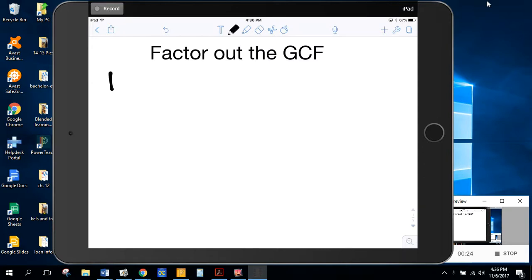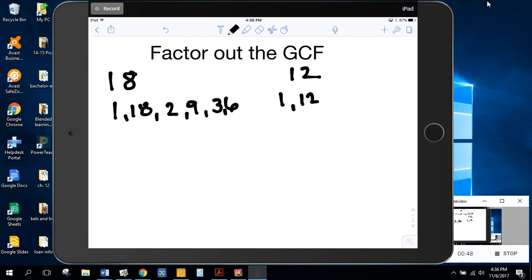Let's look at the term 18. The factors of 18 are 1 and 18 because they multiply to make 18, 2 and 9 because they multiply to make 18, and 3 and 6 because 3 times 6 is 18. Okay? Let's look at the factors of 12. So the factors of 12 are 1 and 12, 2 and 6, and 3 and 4. Every pair here multiplies to make 12.